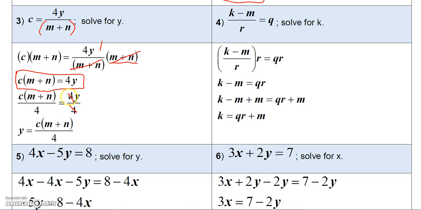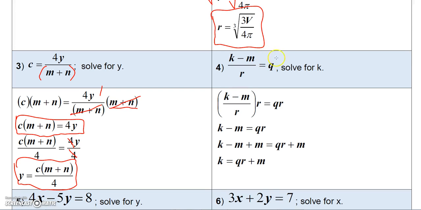And then if I divide the right hand side by 4, I must divide the left hand side by 4. So I'll take the c times m plus n and divide it by 4. Now I'm just going to turn it around and write the y on the left. So that's going to give me y equals c times m plus n over 4. So now I've solved that for y in terms of the other variables.